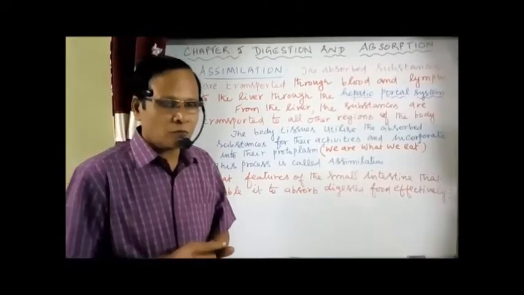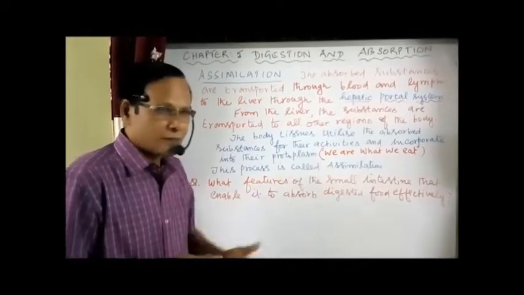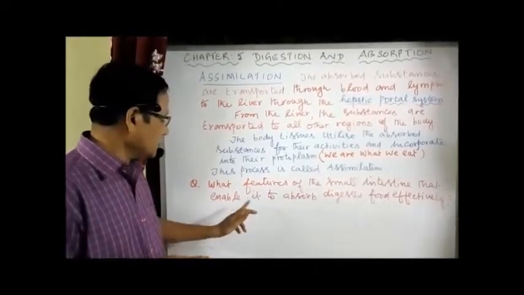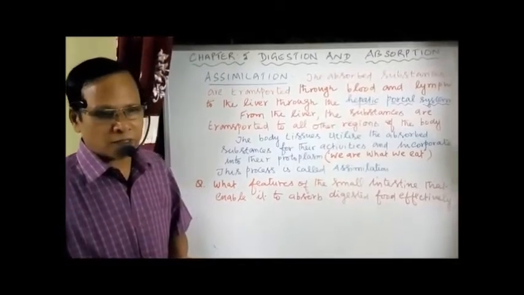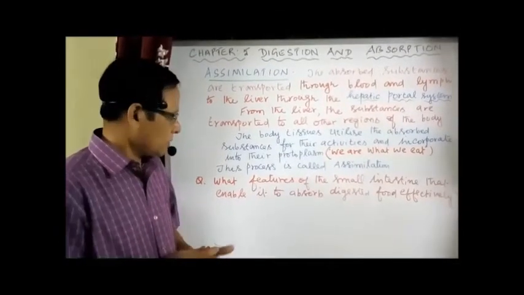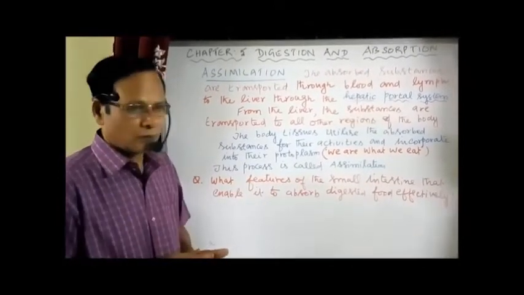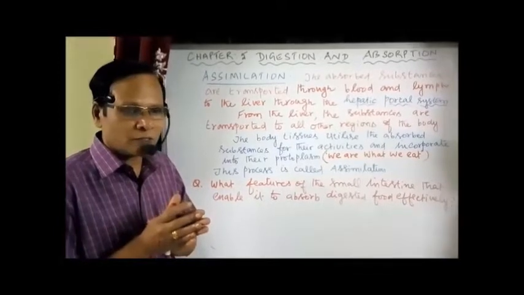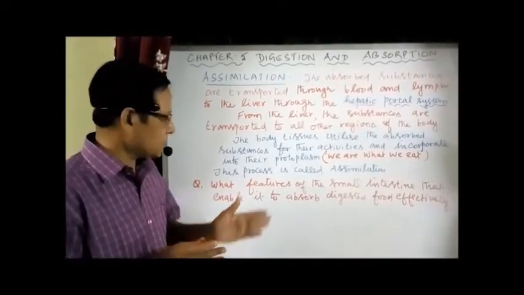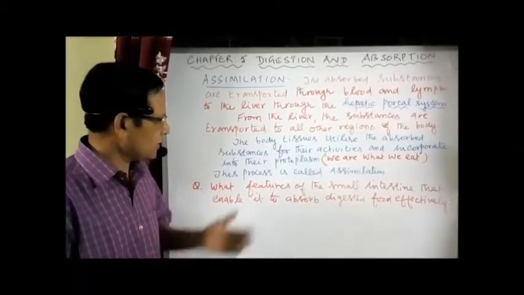Now I want to conclude with one question. What features of the small intestine enable it to absorb digested food effectively? This is a question there in the book box. You have to answer it, so I will give the answer for that one. Normally it is the small intestine which absorbs the various materials effectively. In brief, I want to give just 3 or 4 points and write them down on the board.